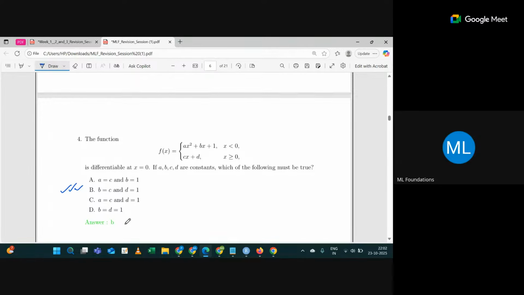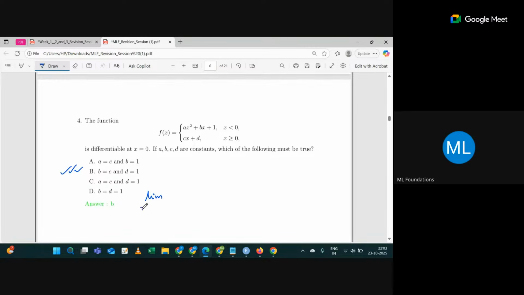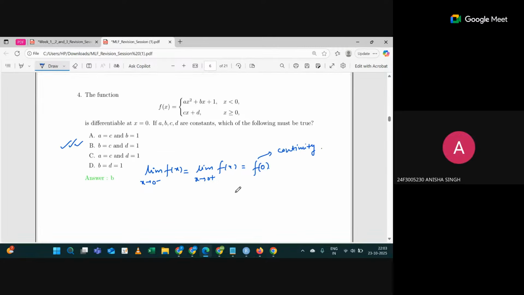So how will you approach? What should be your first approach? Sir, first according to continuity, we will equate, and after that differentiate and then put the value. Okay, so to check the continuity, what do we have to do? We have to check that the left hand limit as x tends to 0 minus of f of x is equal to the right hand limit, and this should be equal to f of 0, right? For the continuity. Why are we checking the continuity? Because it is given that it is differentiable, so it must be continuous also. Okay, great.